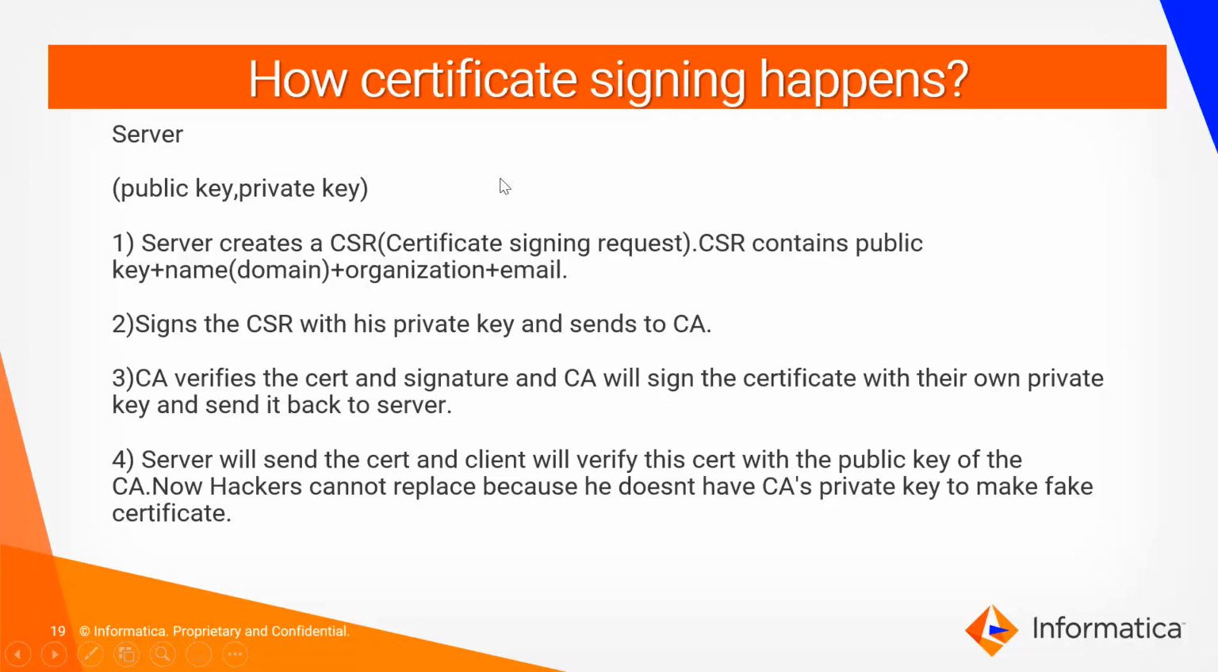For example, in PowerCenter, when you access the admin console, the browser has trust store certificates. Whenever the CA certificate is present in the browser trust store, the browser will identify it as a trusted one and it will communicate with the server. So the server will send the certificate and the client will verify it with the public key of the CA. The hacker cannot replace it because he doesn't have the CA's private key to make a fake certificate. So there is no chance of a hacker getting involved when you use a CA signed certificate.